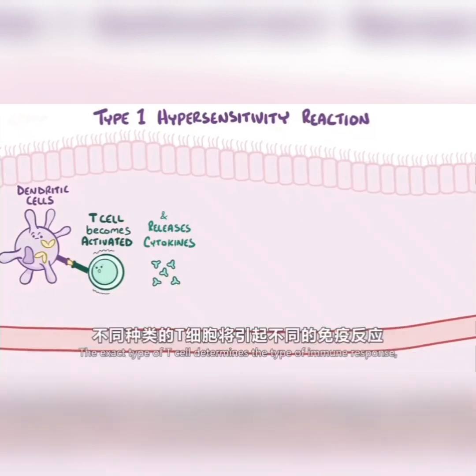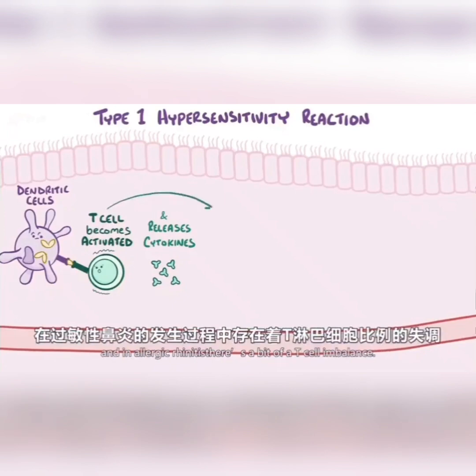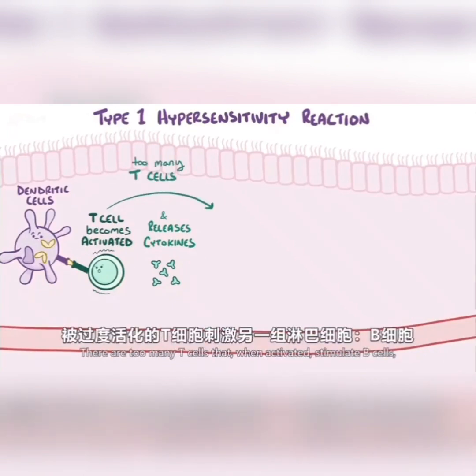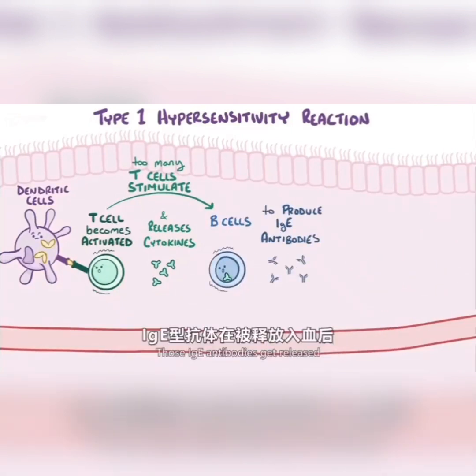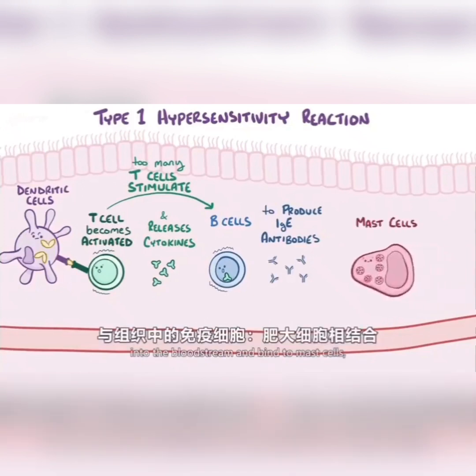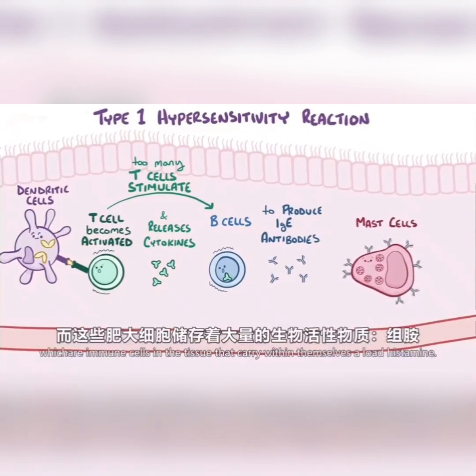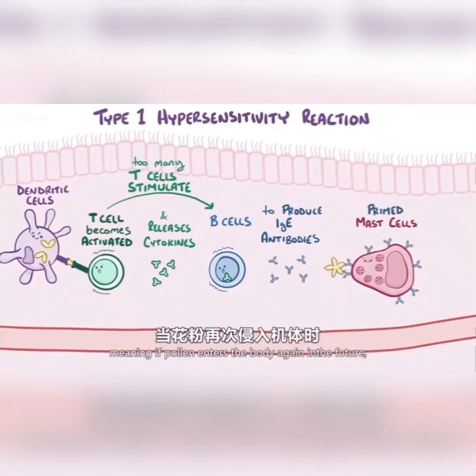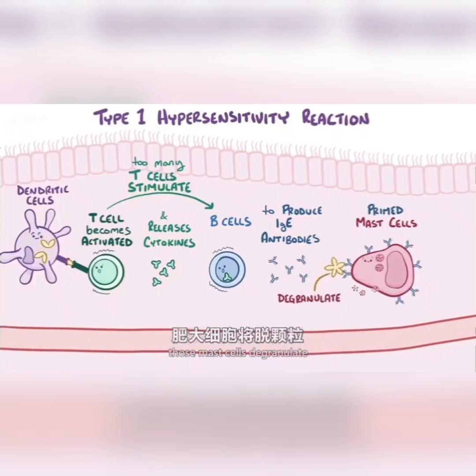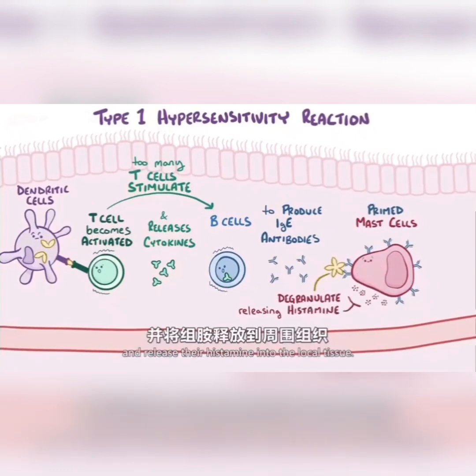The exact type of T cell determines the type of immune response, and in allergic rhinitis there's a bit of a T cell imbalance. There are too many T cells that, when activated, stimulate B cells, another group of lymphocytes, to produce IgE antibodies. Those IgE antibodies get released into the bloodstream and bind to mast cells, which are immune cells in the tissue that carry within themselves a load of histamine. Once bound by IgE, the mast cells are primed, meaning if pollen enters the body again in the future, those mast cells degranulate and release their histamine into the local tissue.